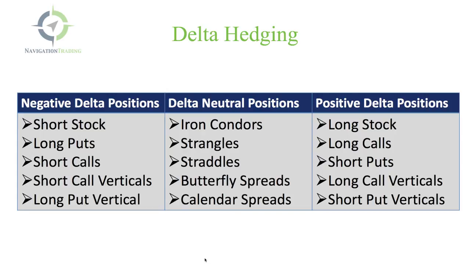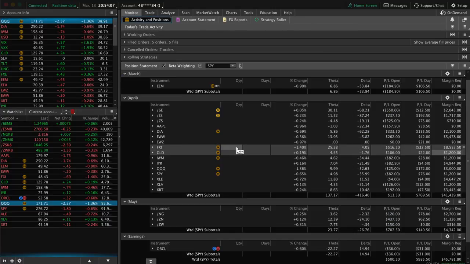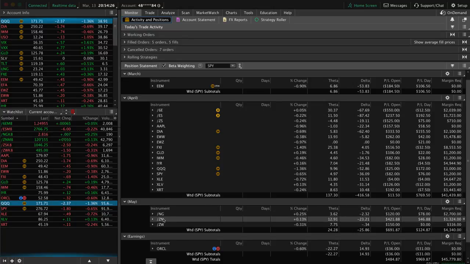Now, let's go to the platform and take a look at a real life example with a current portfolio. So if I go to my monitor tab, I have a bunch of different positions on. I have them categorized by the date or the month that they expire. So I've got one position left in March at the time of this recording. I've got a bunch of them in April because that's the main active month in the options. We've got a few that are futures out in May. Then we've got one in earnings that expires next week.